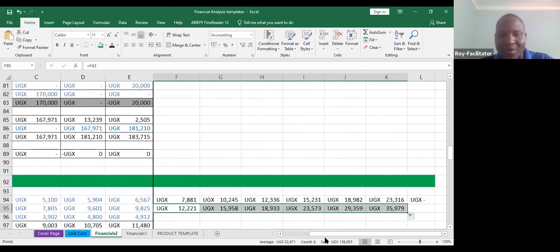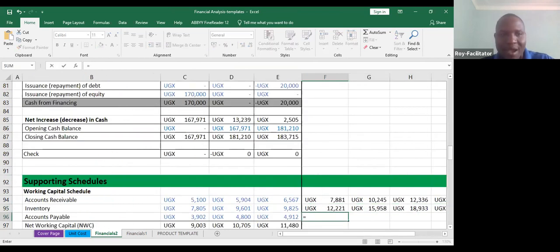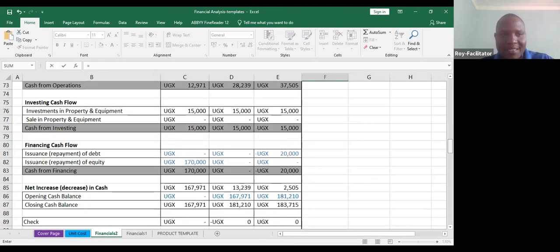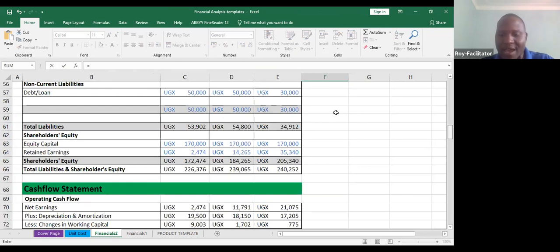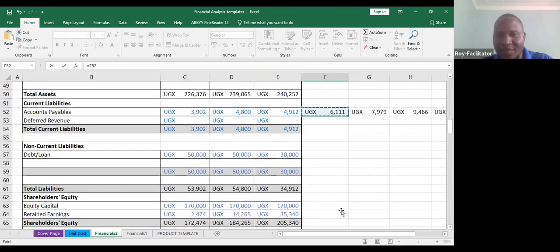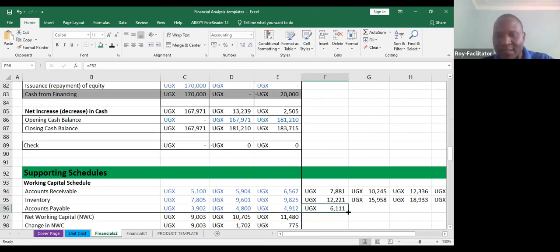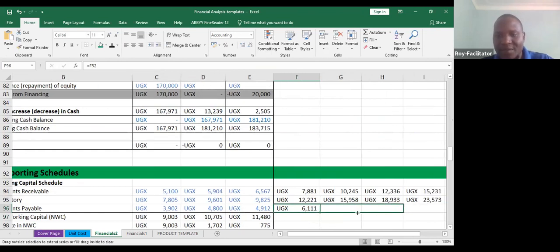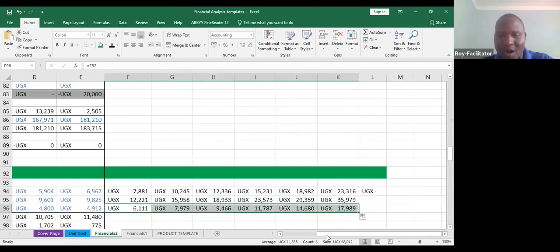We also have our payables, so we'll pick our payables and go up and pick where the payables are on the balance sheet. Yeah, there they are, and pick them and put them. Then I will extrapolate. Okay, now that is done. Wow, perfect. It's now moving well.